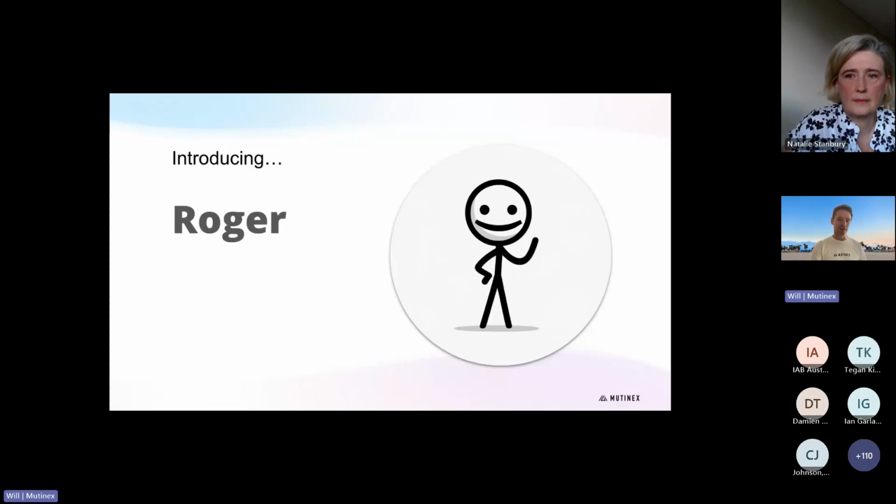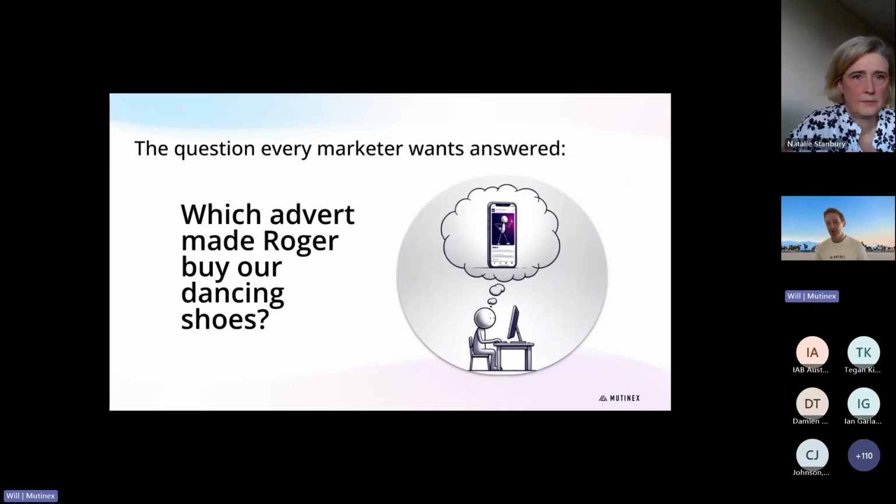So Roger can sit at the very heart of this story, because one of the questions every marketer wants answered is which advert actually made Roger buy a product. In this case, someone's dancing shoes. Roger went online and he purchased some dancing shoes. And maybe he was thinking about an advert he saw on his phone, maybe that same day or maybe the day before. But for so many marketers, it's just this question of how did we influence an outcome?